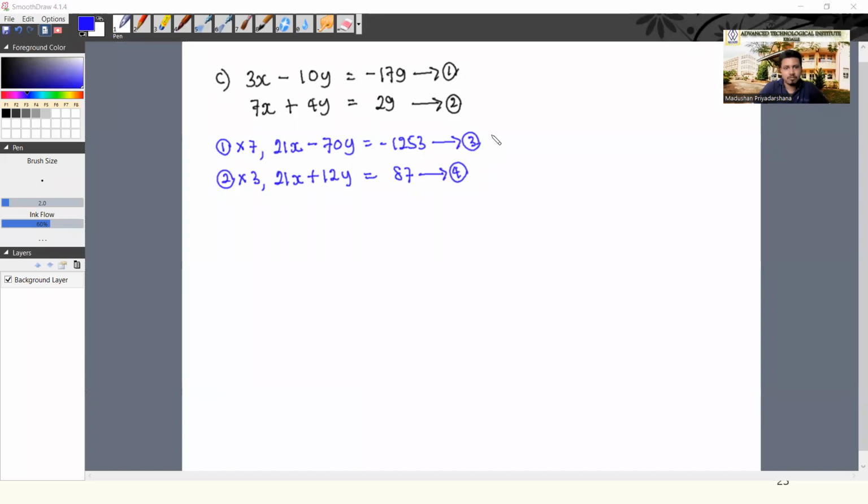Now, if we look at equation number 3 and equation number 4, we can see the absolute values of x are similar. Here we have 21x, here also we have 21x. In order to eliminate the variable x, what do we need to do with respect to equation 3 and 4? Do we need to add or deduct?